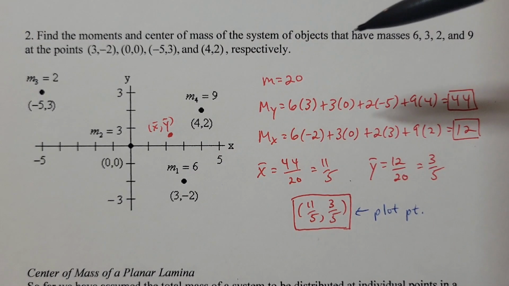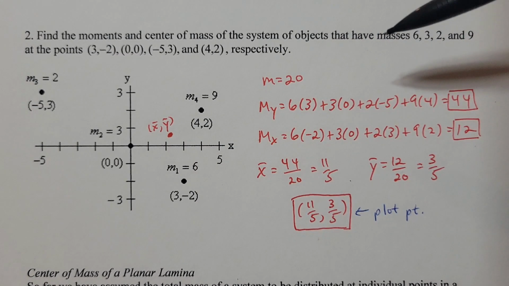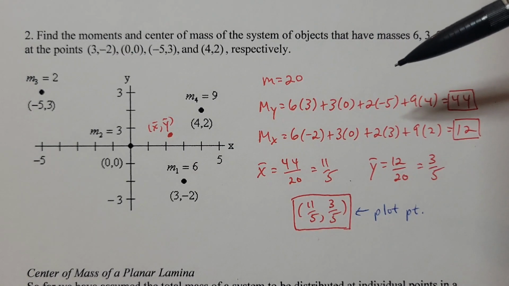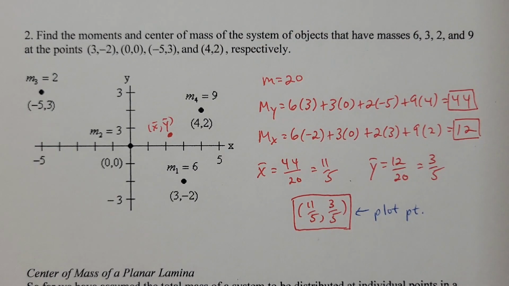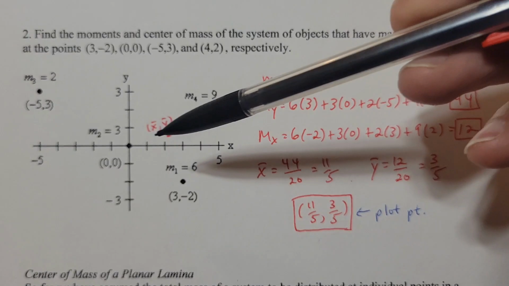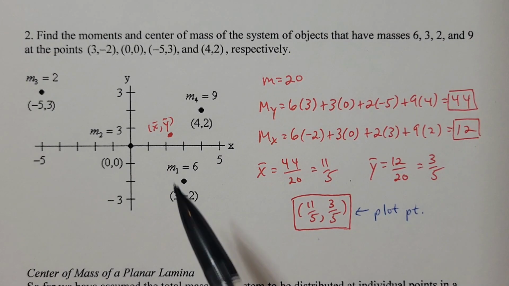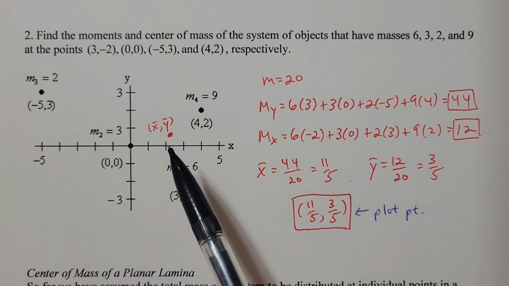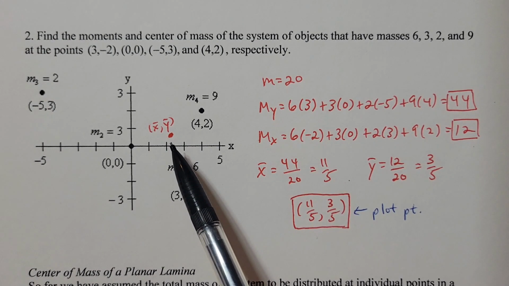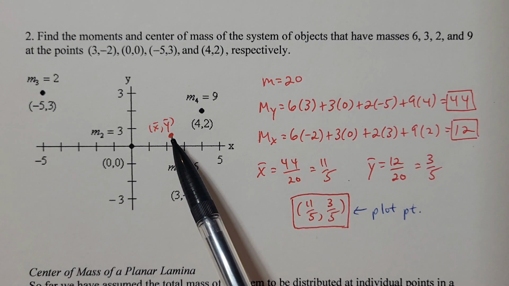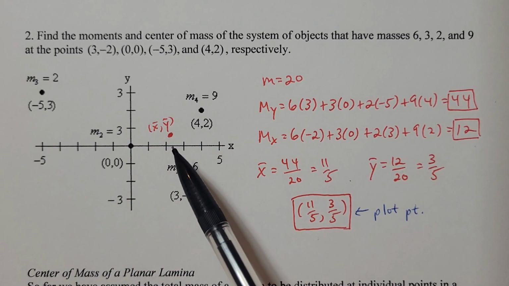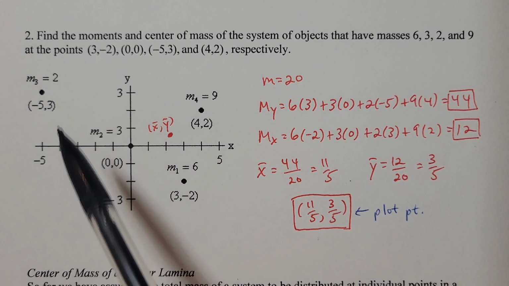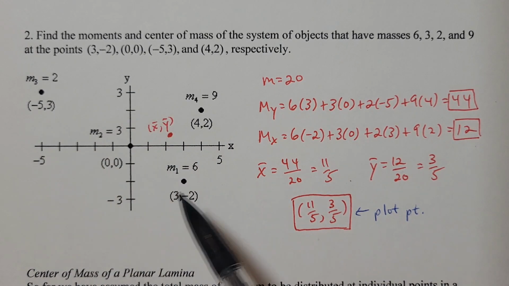Now, it's a good idea to plot the point just to make sure that you're in the neighborhood of the graph, because if I get a point that's way out yonder, that's not going to seem right. That's not going to look like the point that's going to balance all these on a scale. So if I plot this point, 11/5 is a little bit bigger than 2, and then 3/5, that point would be right there. So yeah, that looks correct. That looks like a point that I would use to balance all 4 of these points on a scale.